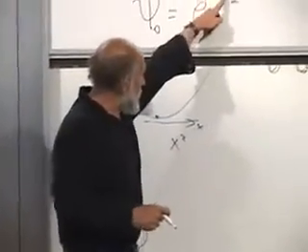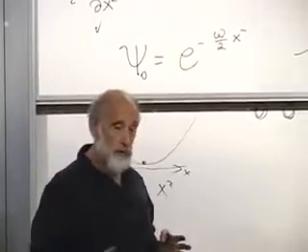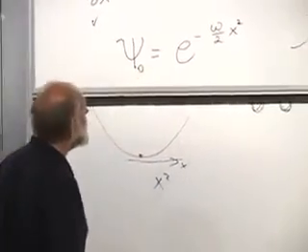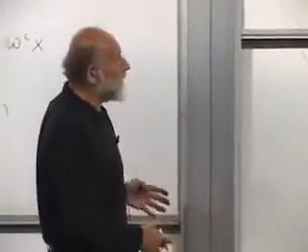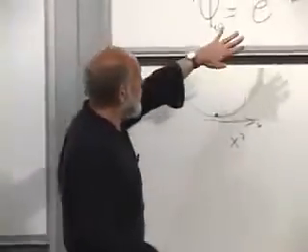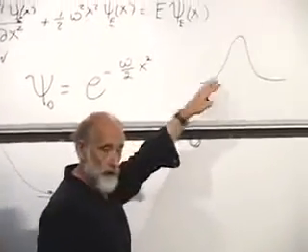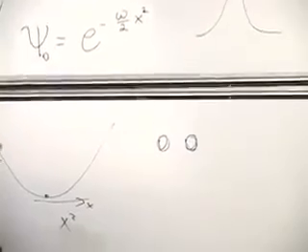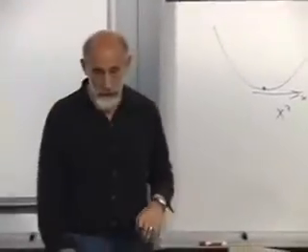So that's the character of this. The bigger omega, the less the spread of the wave function. But apart from its spread, it's just given by a bell-shaped curve, a Gaussian function of x. Gaussian means e to the minus x squared. All right, let's go to the next energy level. Let's see if we can find out what the next energy level looks like.